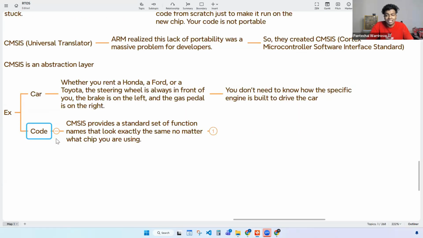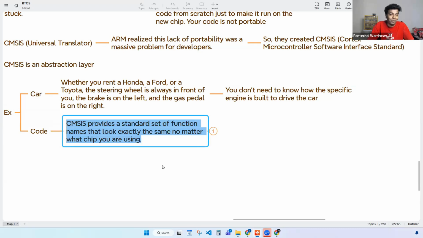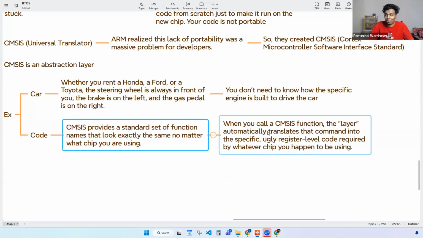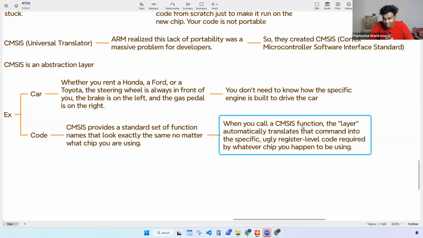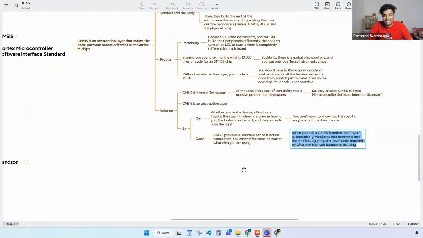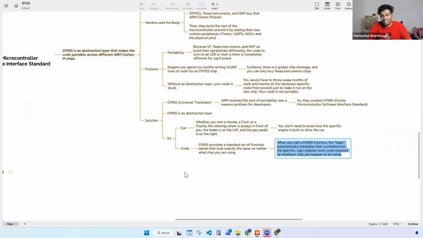Same as that, let us consider CMSIS. CMSIS provides a standard set of function names that look exactly the same no matter what chip we are using. So when you call a CMSIS function, the layer automatically translates that command into the specific ugly register-level code required by whatever chip you happen to be using. That's why CMSIS is very, very important and very, very mandatory.